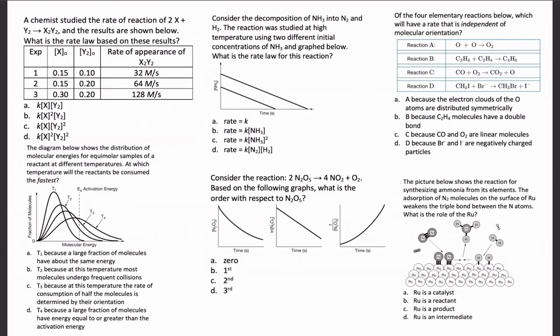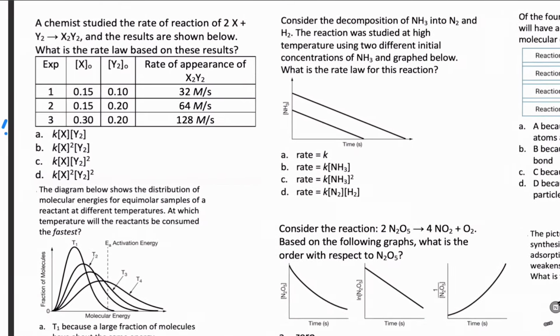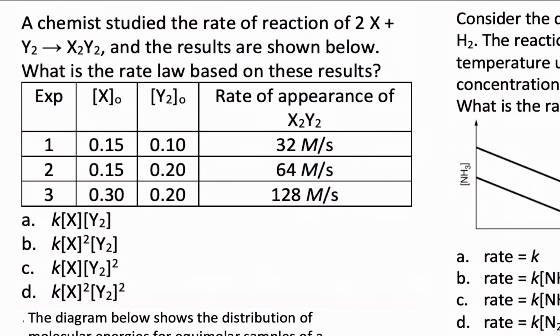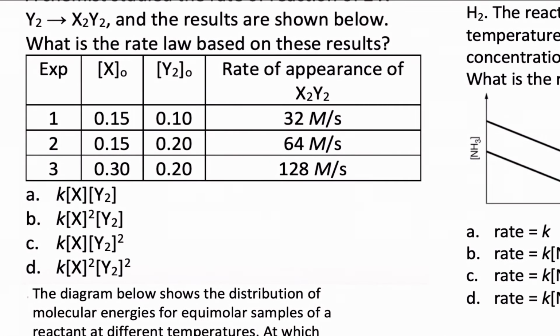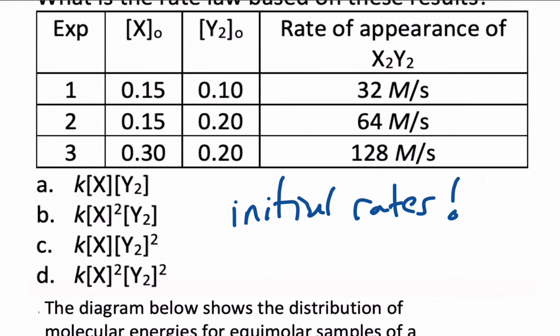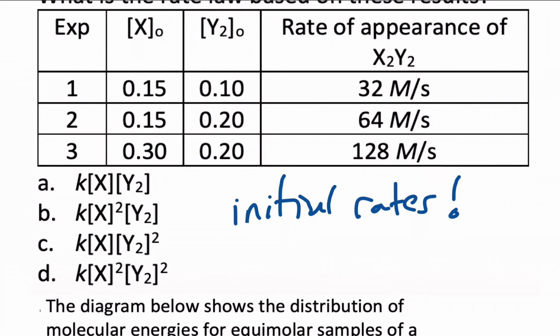Let's look at a bunch of practice questions, starting with some multiple choice and working our way to some free response questions. So first up, a chemist is studying the rate of the reaction X plus Y2 becomes X2Y2, and the results are below. What's the rate law based on these results? This is an example of using the initial rates method, and we can do this just by inspection. You get to pick two experiments where the molarity of something stays constant and the molarity of the other thing changes, and you correspondingly look how the rate changes.